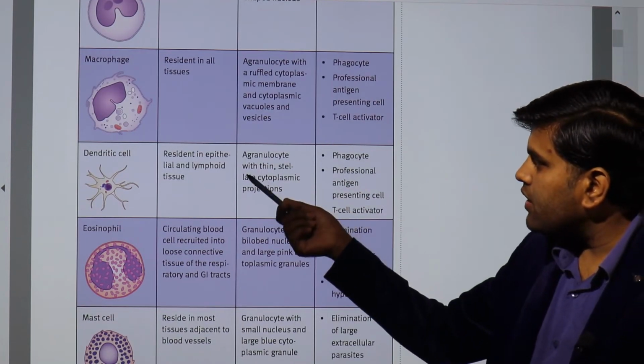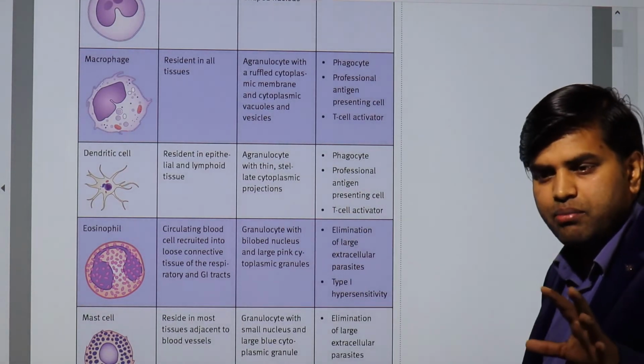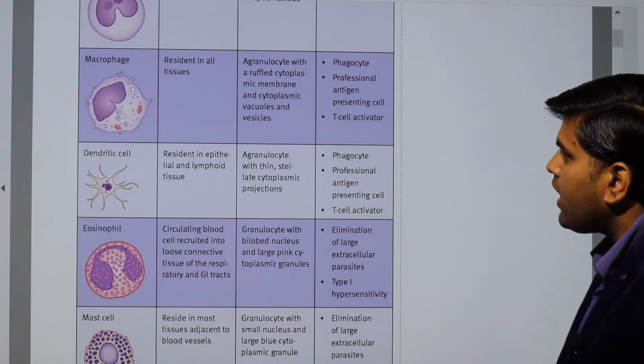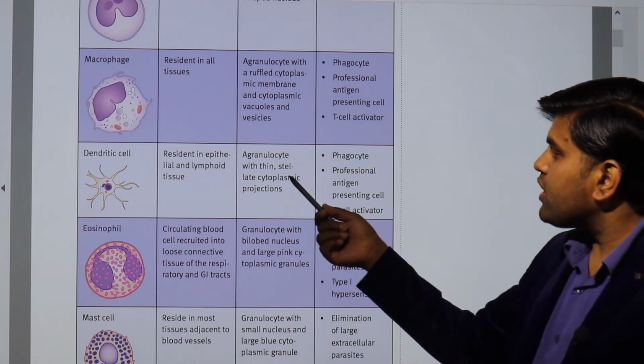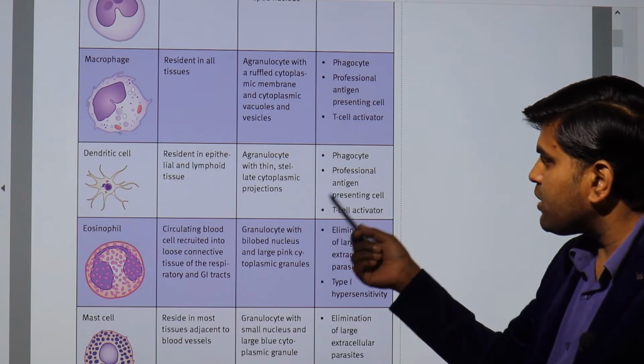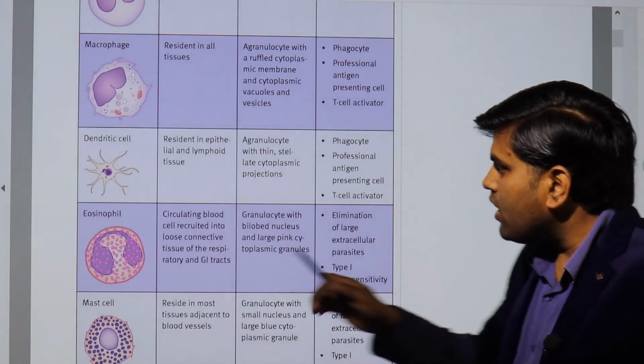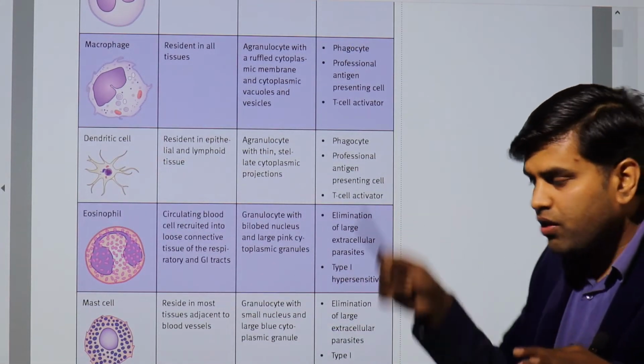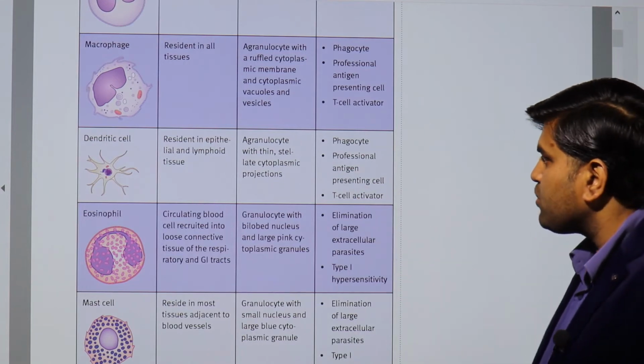Dendritic cell is resident in the epithelial and lymphoid tissue. They are not present everywhere. They are present in the epithelial lymphoid tissue. They are a granulocyte with thin satellite cytoplasmic projection. So you can see the projection is like zigzag. It does not have a uniform projection. This is called satellite cytoplasmic projection.